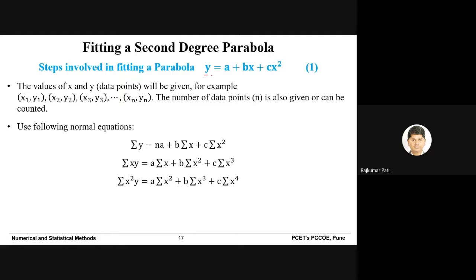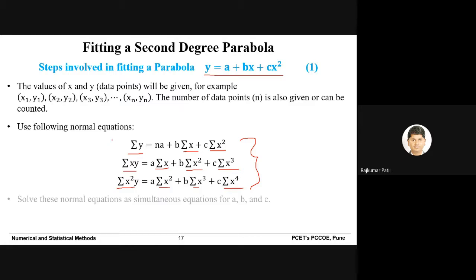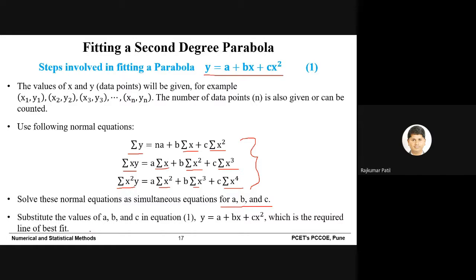Now in equation number 1 we know that there are three unknowns, and that's why we prepared three normal equations. And once you calculate the summation values, then you will get three equations, and in all the three equations there will be three unknowns a, b and c. So three equations, three unknowns, you can solve this simultaneous equation, you will get value of a, b and c. Once you get the value of a, b and c, put those values in equation number 1 and you will get the required second degree parabolic equation.